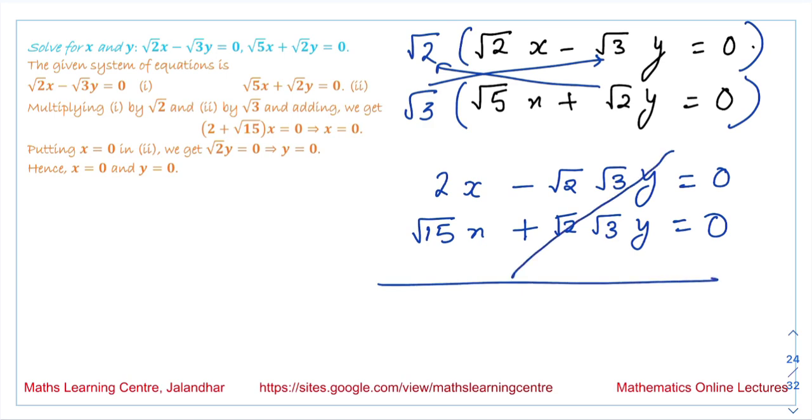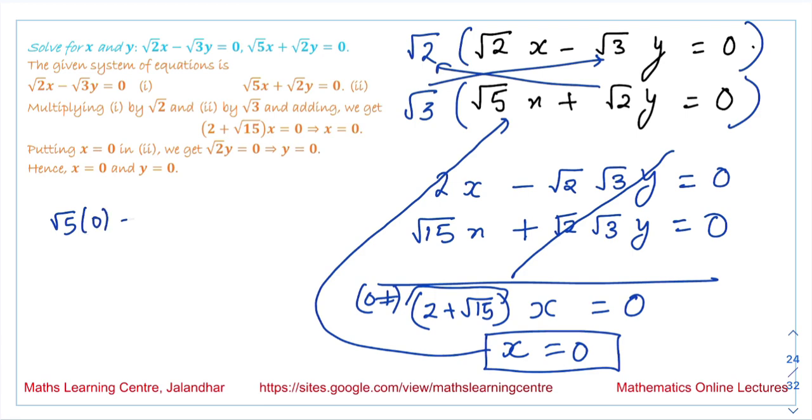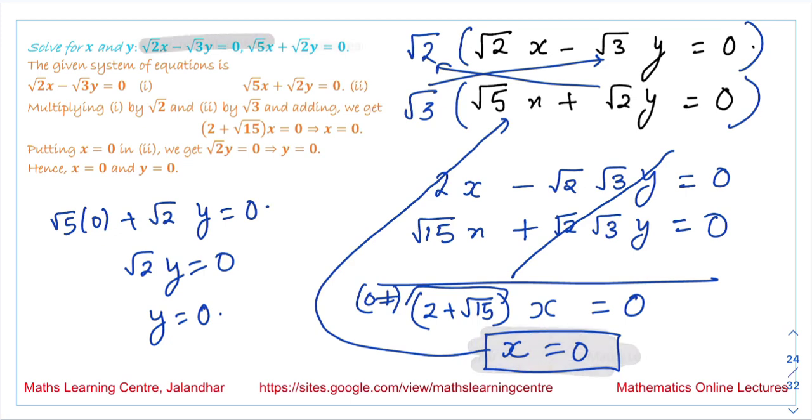When we add these two equations, we get 2 plus root 15 times x, that is equal to 0. This term is not equal to 0. It means x is equal to 0. If we substitute this value in this equation, we get root 5 into 0 plus root 2 into y is equal to 0. So root 2 into y is equal to 0. This gives us y is equal to 0. So the solution of these two simultaneous equations is x is equal to 0 and y is equal to 0.